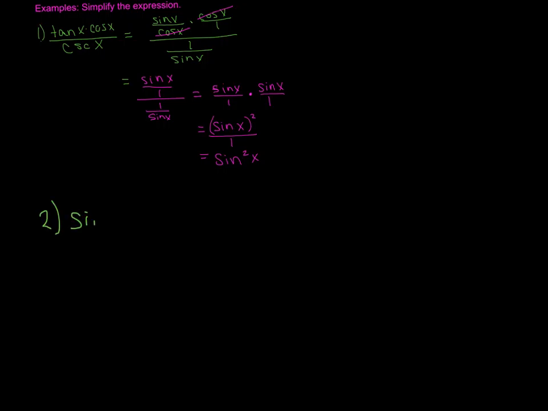is sine theta times secant theta times cotangent theta. So now I have a theta instead of an x. It doesn't really matter what the variable is as long as you keep consistent with the problem, because any variable is represented in an angle in the trig functions. So I want to rewrite everything in terms of sine or cosine. So sine's going to stay sine.